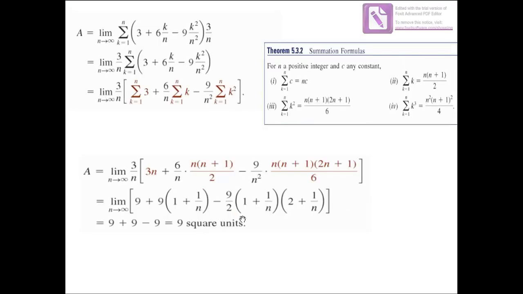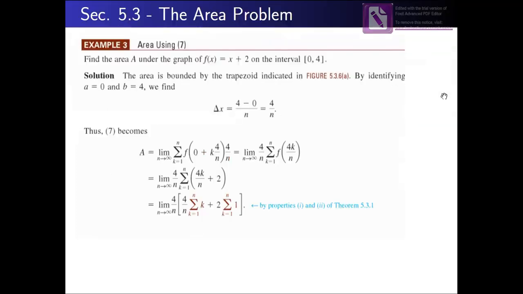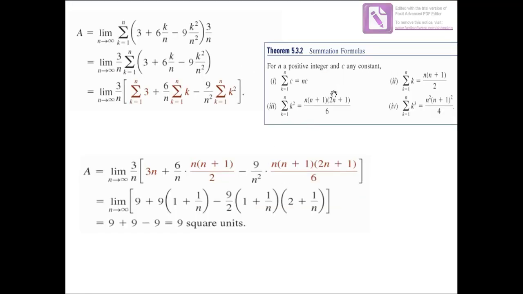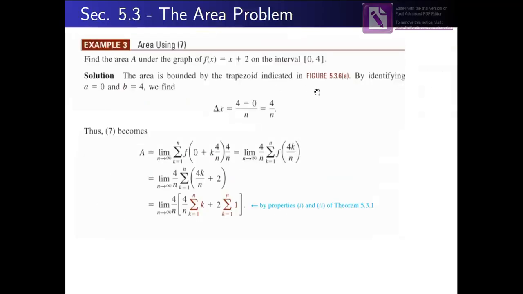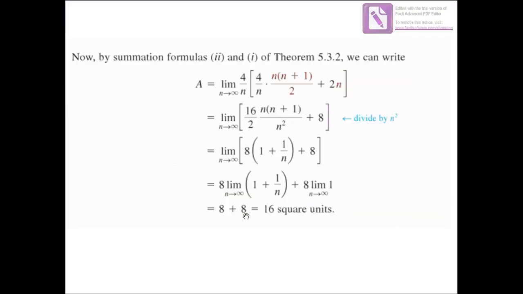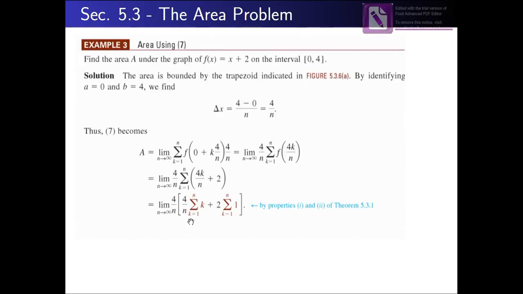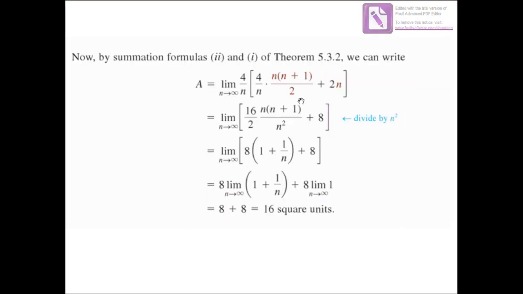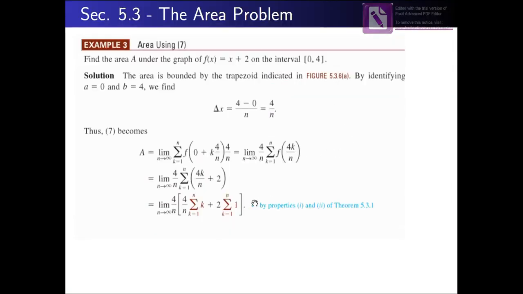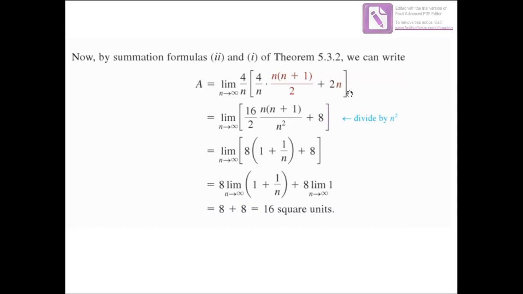Now we will use this theorem, which is theorem 5.3.2, to find the summation. Summation of k is n multiplied by n plus 1 over 2. And the summation of 1, which is the summation of a constant, will be n multiplied by c. So this will give us the limit of 4 over n, and here we have another 4 over n, summation of k is n multiplied by n plus 1 over 2, plus summation of 1 will be 2 multiplied by n.